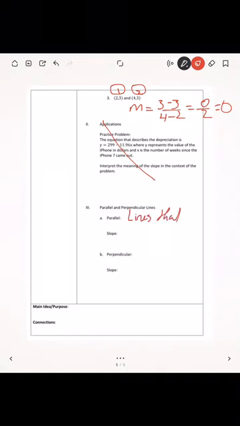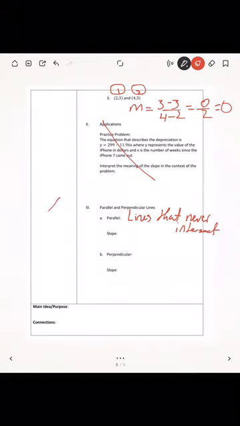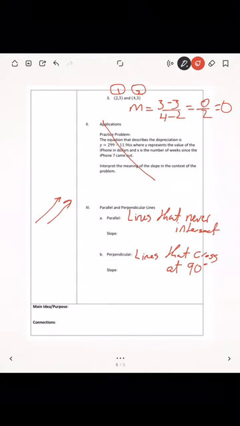Parallel lines are lines that never intersect. So they should be two straight lines going off in the same direction and never intersecting. On the other hand, perpendicular lines are lines that cross, or intersect, at 90-degree angles. So I'm going to try to draw as best I can something like this. You can see these two lines are intersecting at 90-degree angles. This is what it means to be perpendicular.